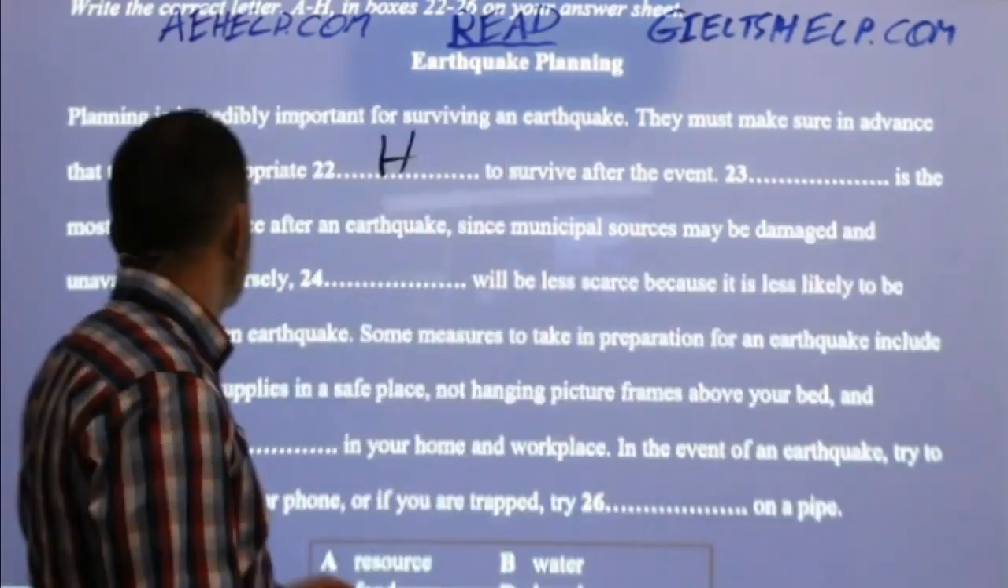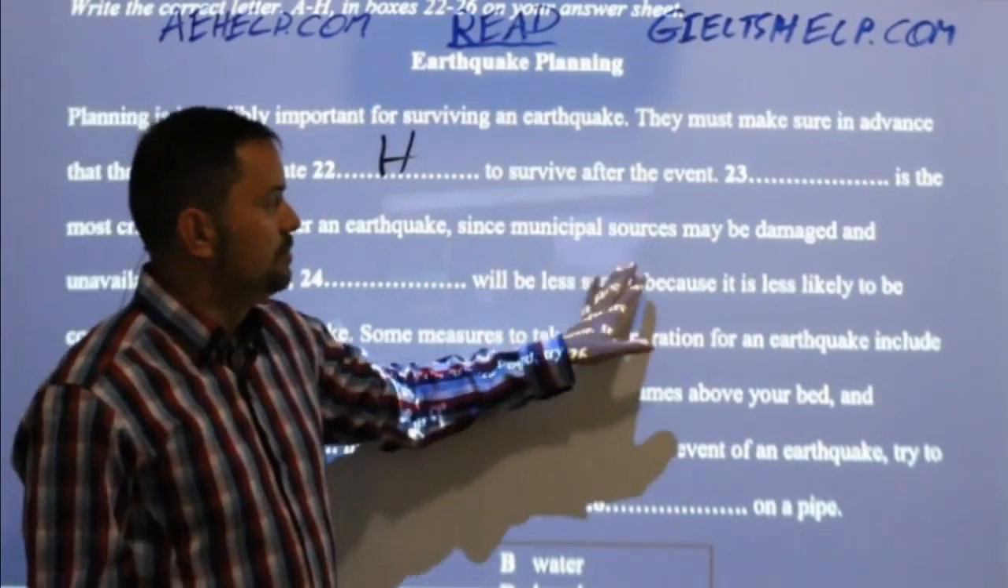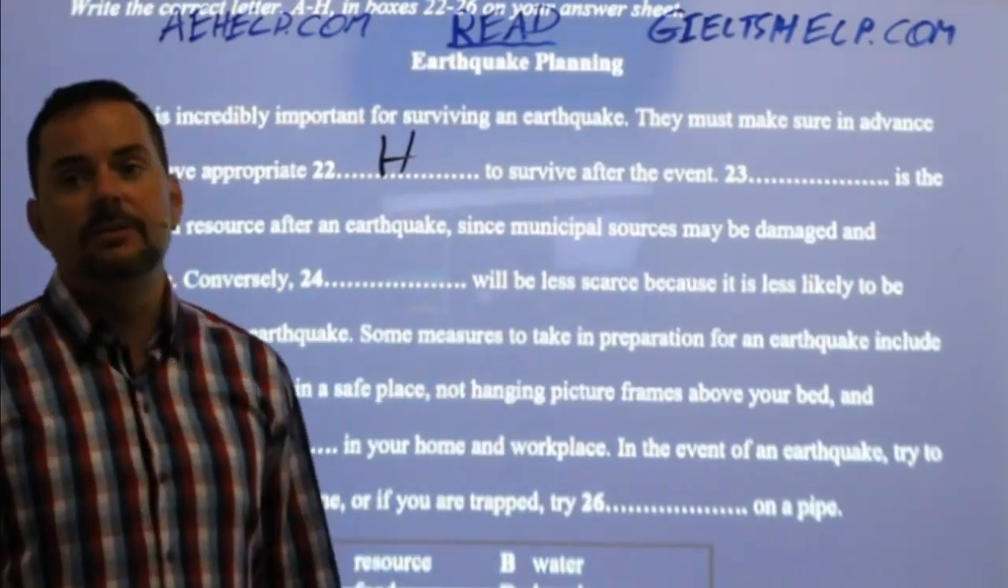Something is the most critical resource after an earthquake, since municipal sources may be damaged and unavailable. Oh, I clearly remember that.